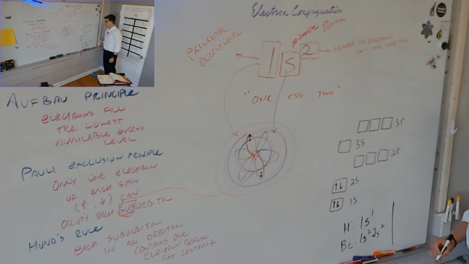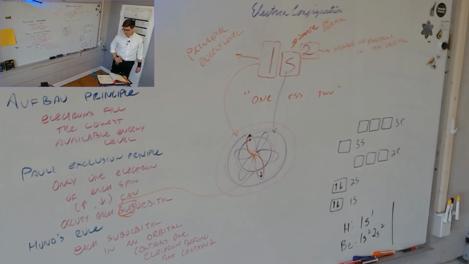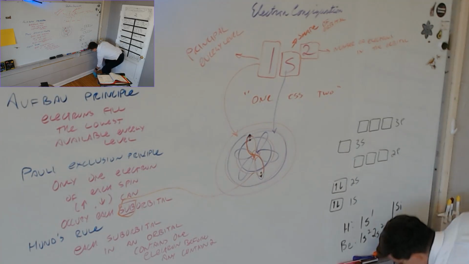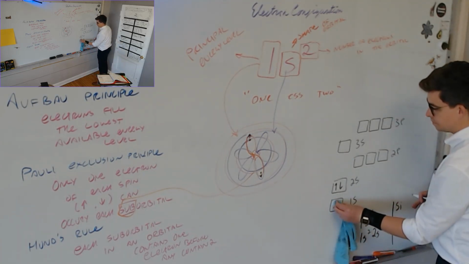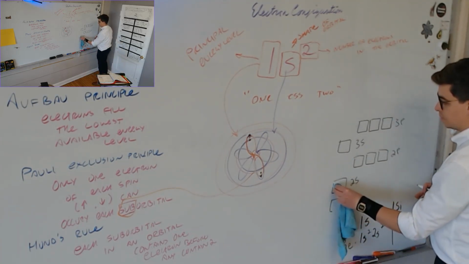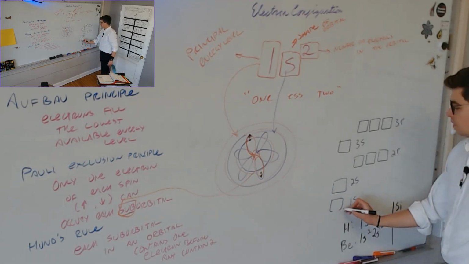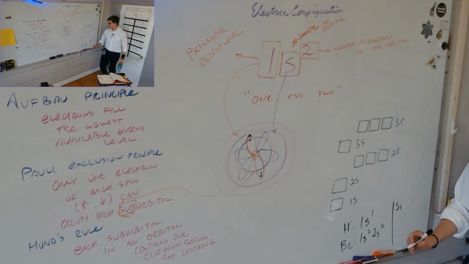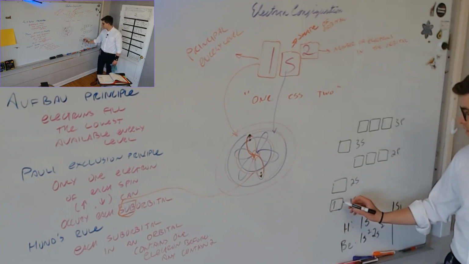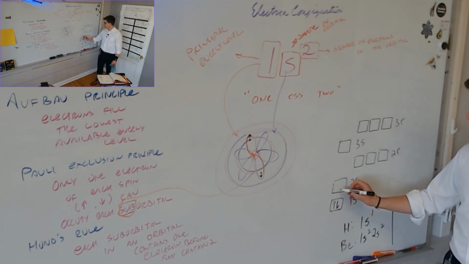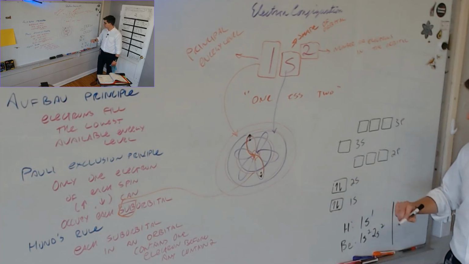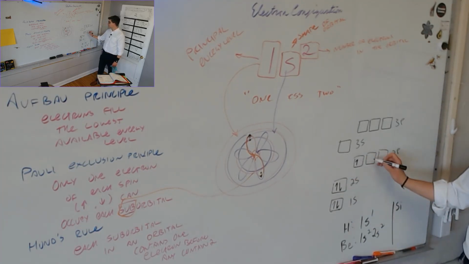Let's now do silicon. Let's make it a little bit harder. Look at silicon on your periodic table. 14. It has 14, so we're going to put in 14 arrows. Where's the first one go? 1s. Okay, second one? 1s2, 2s1, 2s2, 2p1, 2p2, 2p3.